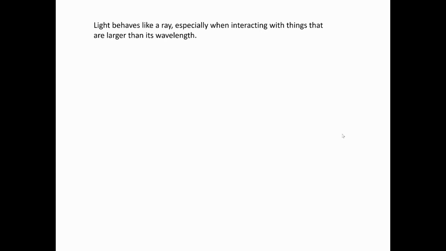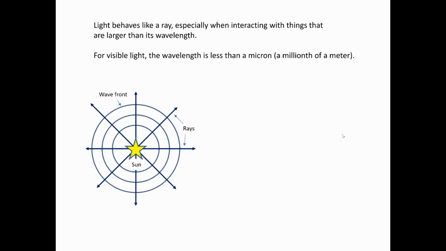Light behaves like a ray, especially when interacting with things that are larger than its wavelength. And for visible light, wavelength is less than a micron, less than a millionth of a meter. Hundreds of nanometers, if you want. So what is a ray? Here I have the sun, and light's coming out of the sun.